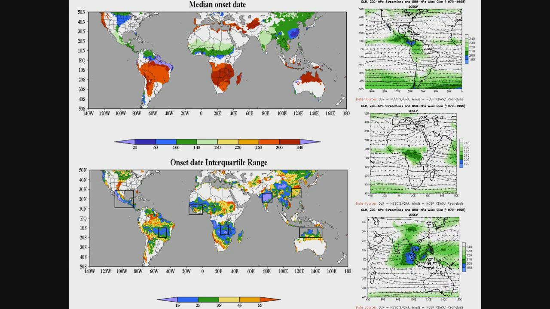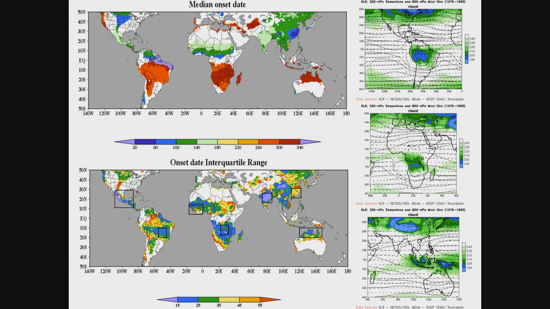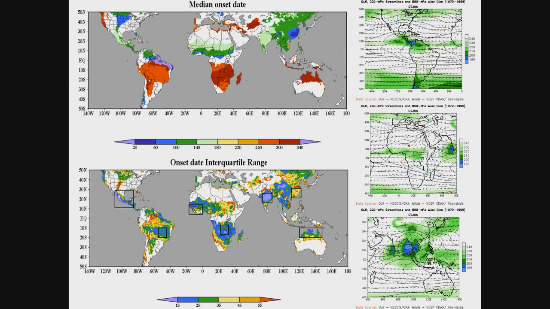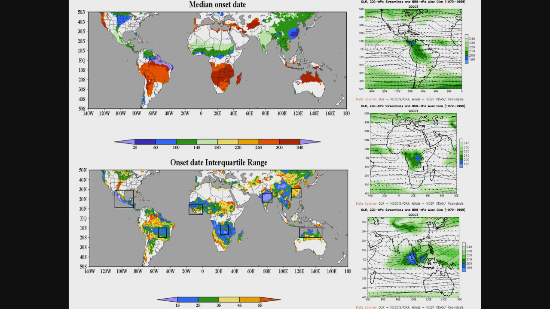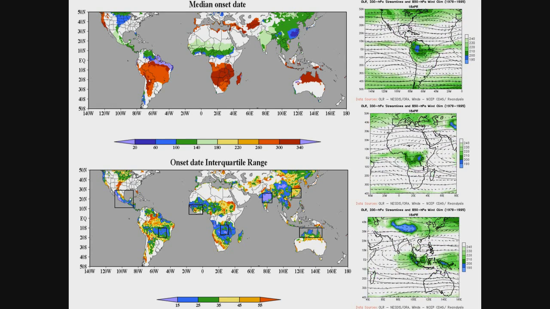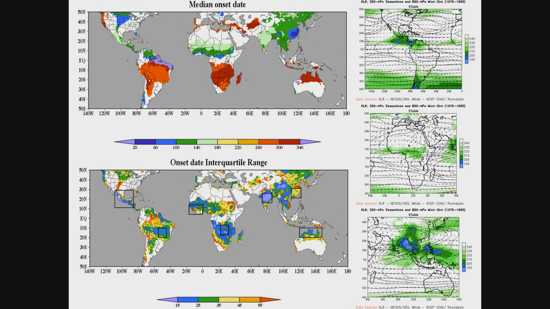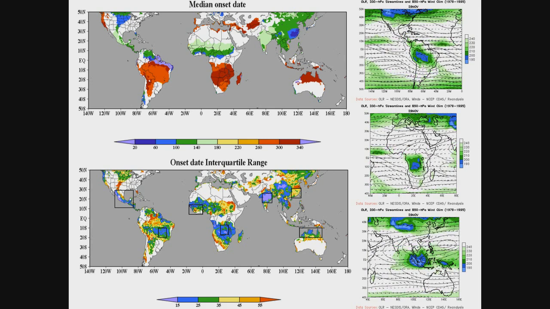So here are just some plots, the median value for the onset date. These are Julian days. So notice how the rainy season starts later in the year in the southern hemisphere and early in the year in the northern hemisphere due to the seasonal evolution of convection. And at the bottom here is the interquartile range of those values.